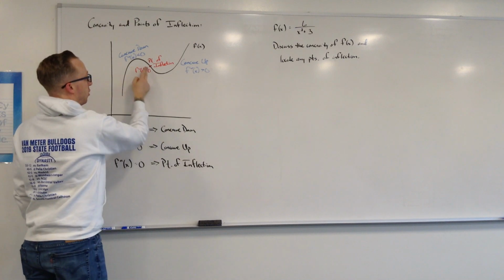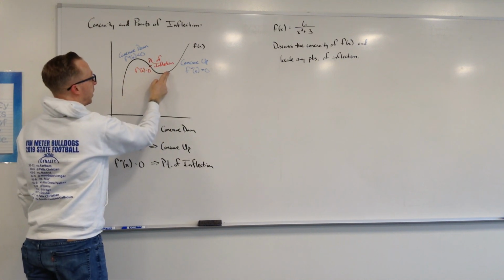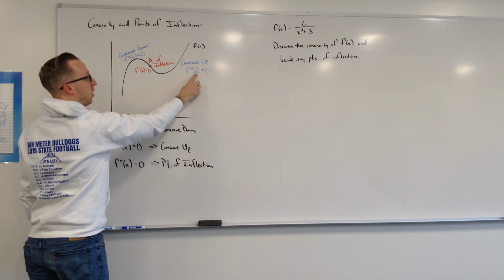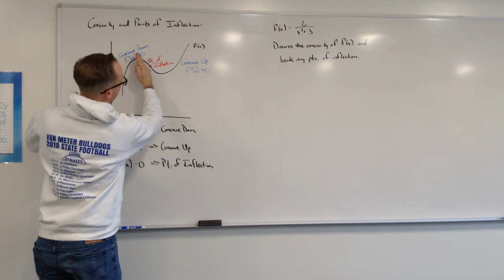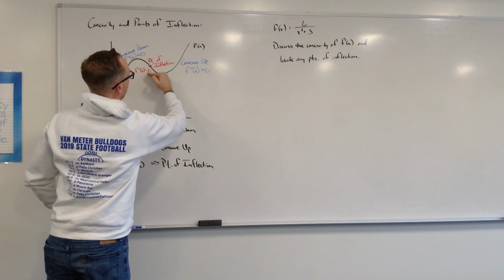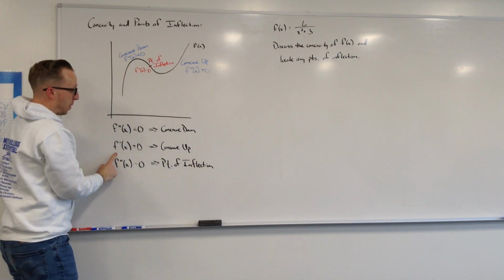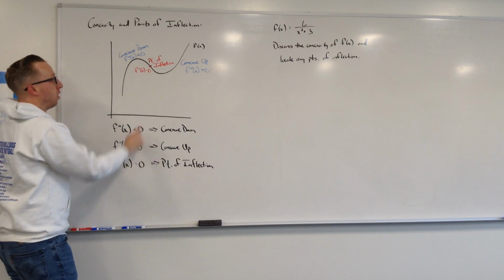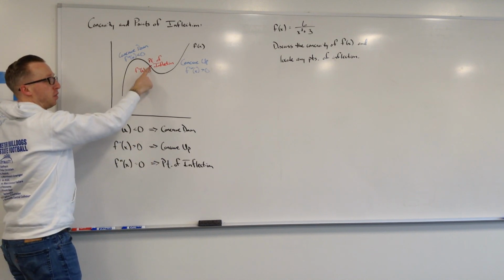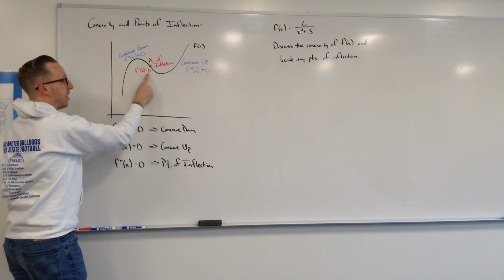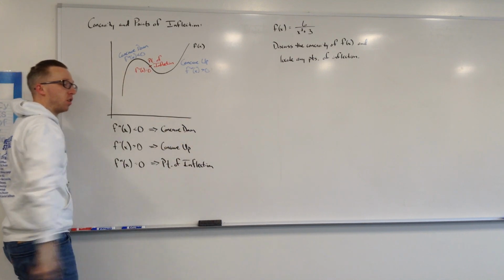When this happens, the rate of change in the rate of change should be positive, and therefore the double derivative is greater than 0. My tangent line, the slope, is getting larger as I go from left to right. F double prime of x is greater than 0, concave up. Where I change concavity from concave up to concave down, or vice versa, that's called a point of inflection, and the second derivative is equal to 0.